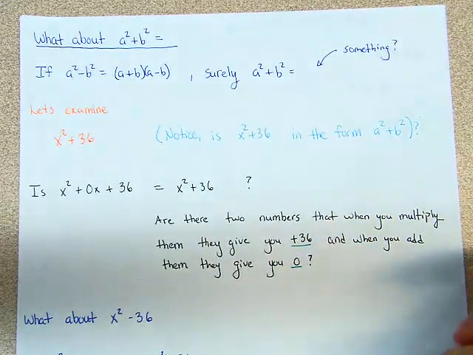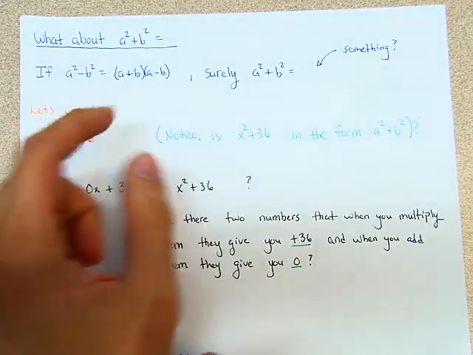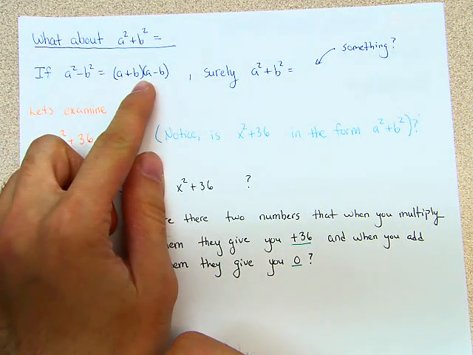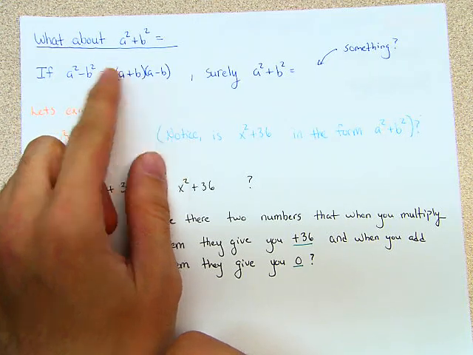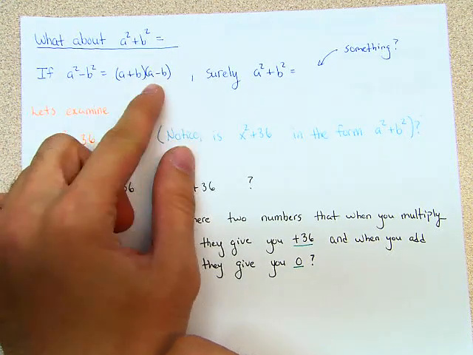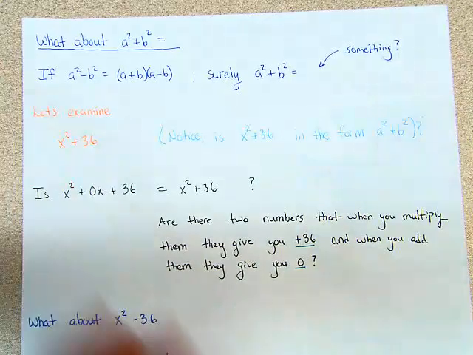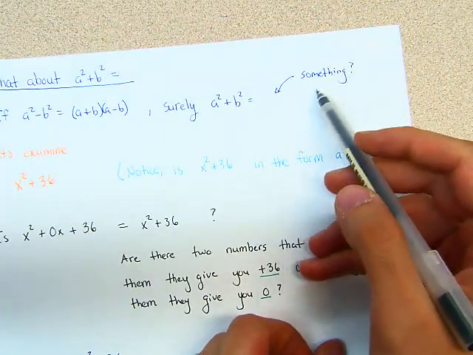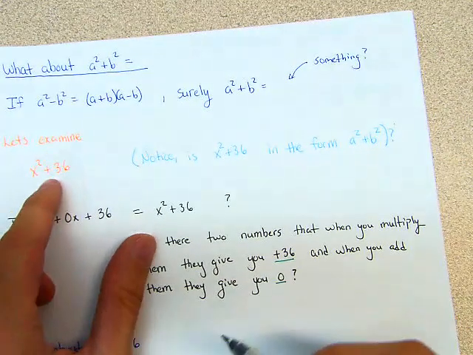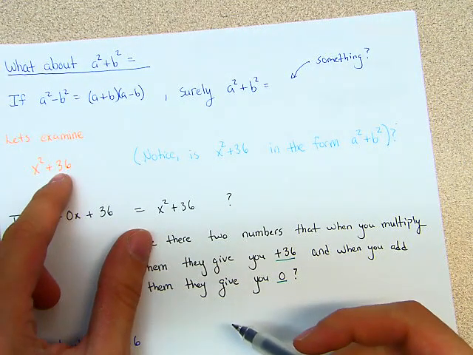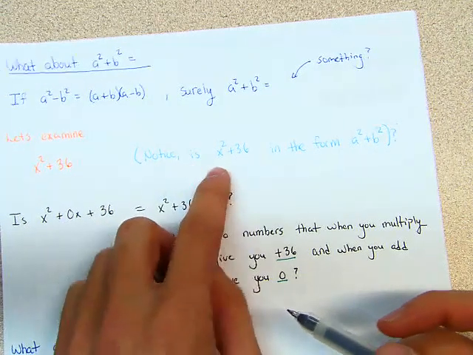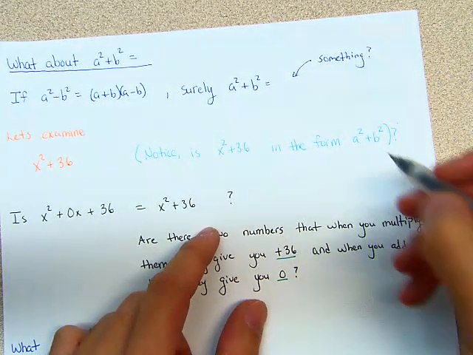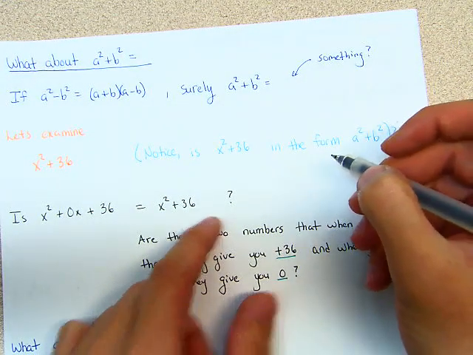All right. So in the last video, we talked about if a squared minus b squared is equal to a plus b times a minus b, what about a squared plus b squared? Is there some sort of little identity that we get? Is this a squared plus b squared equal to something? Let's find out. Let's examine x squared plus 36. Notice, is x squared plus 36 in the form of a squared plus b squared? If it is, what will it be?